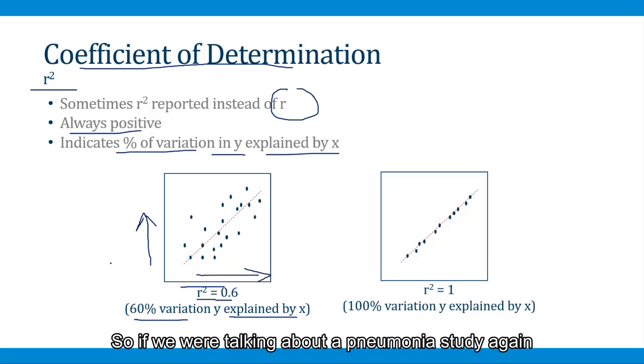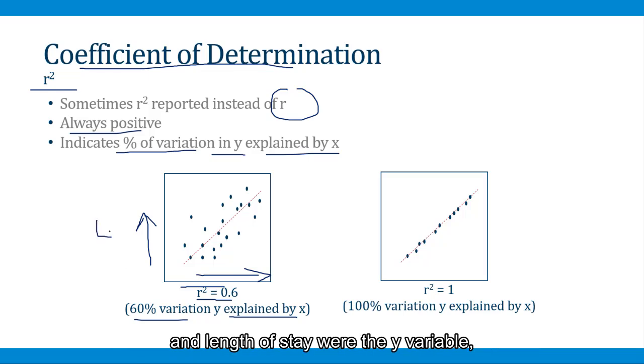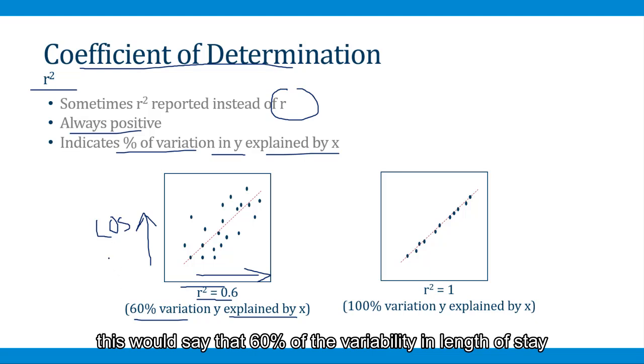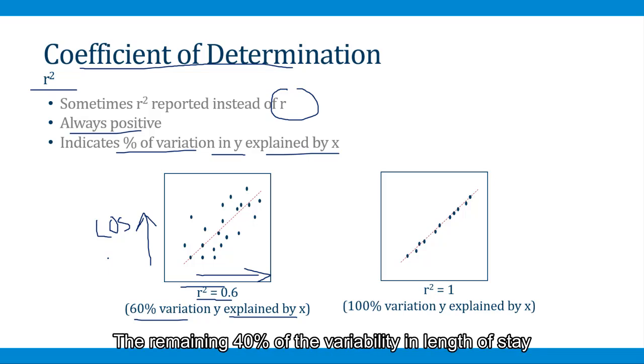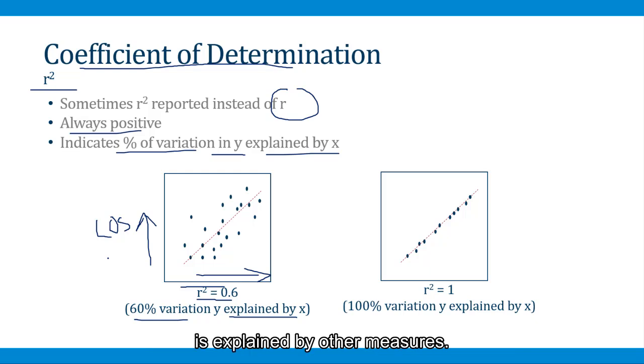So if we were talking about our pneumonia study again and length of stay were the Y variable, this would say that 60% of the variability in length of stay is explained by changes in the white blood cell count on admission. The remaining 40% of the variability in length of stay is explained by other measures.